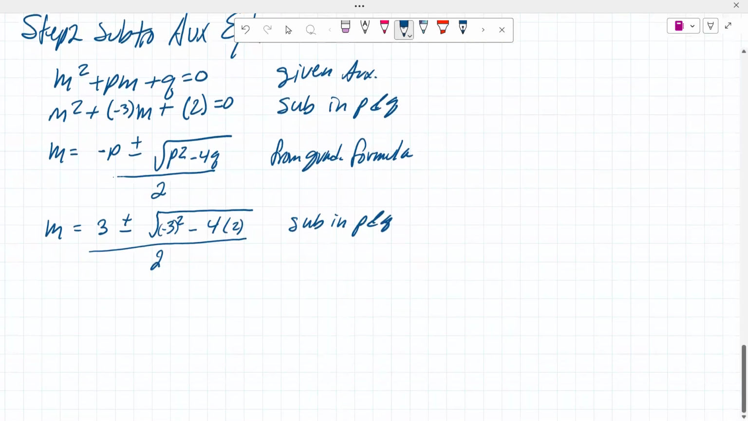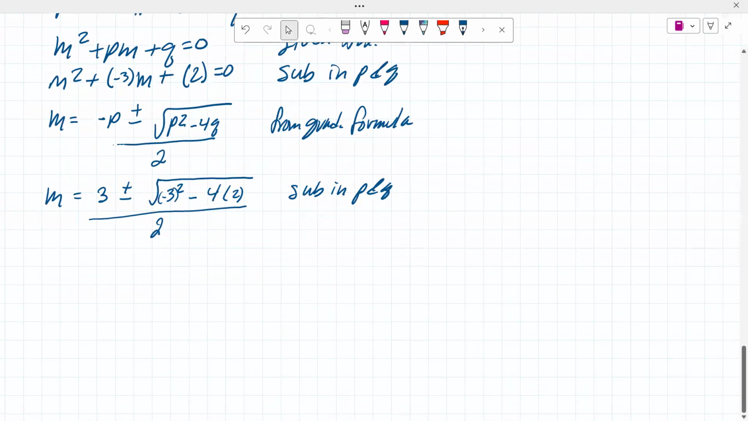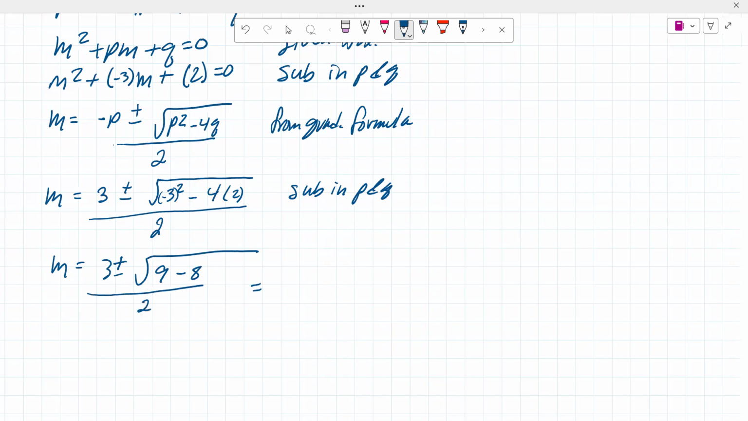And now we're going to go ahead and simplify. So in other words, m equals 3 plus or minus, what's (-3) squared? That's 9, minus 4 times 2 is 8, all over 2. So this is equal to 3 plus or minus the square root of 1, over 2. What's the square root of 1? Square root of 1 is 1, so it's 3 plus or minus 1 over 2. All right, so this is all just simplifying.